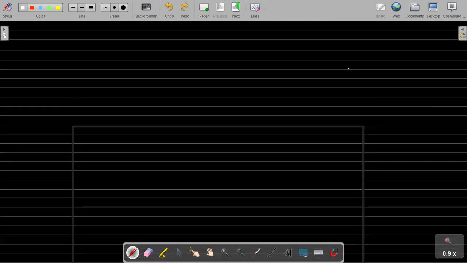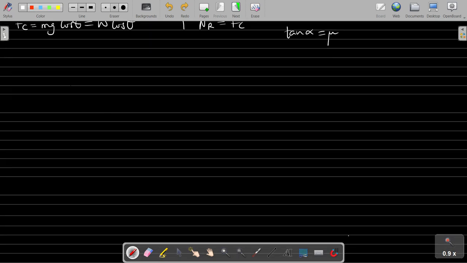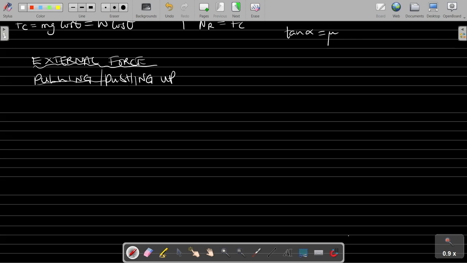You have a case now where you have an external force. An external force would be that force which is either pulling or pushing downwards. For our external force, we'll come with a scenario where we have it pulling or pushing. Let's start with up. So for pulling or pushing up, here's the scenario here.